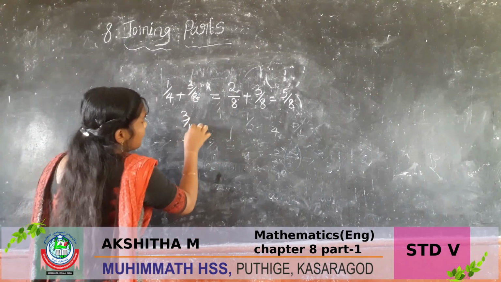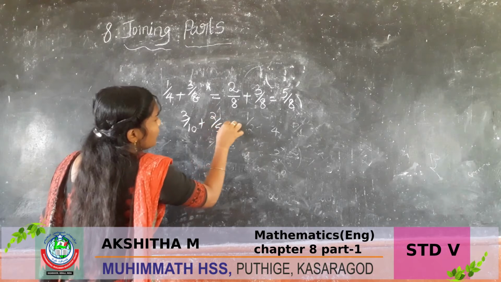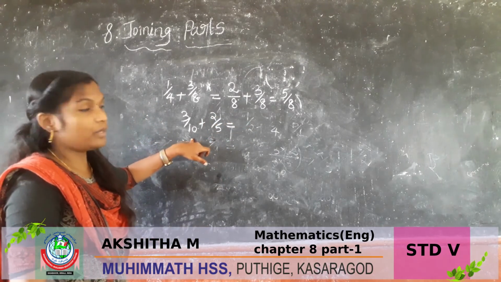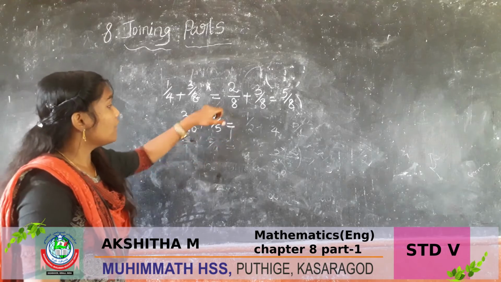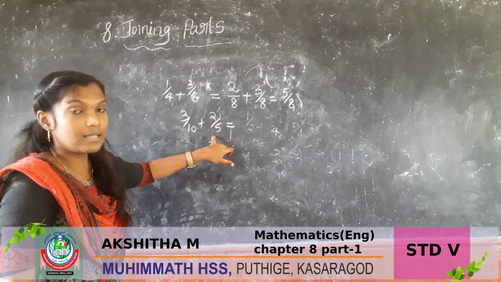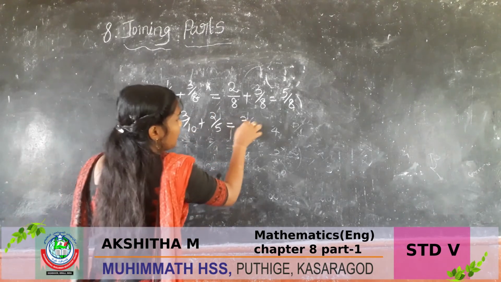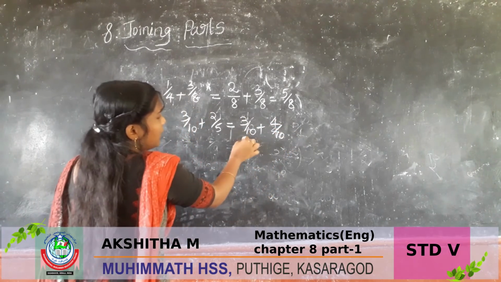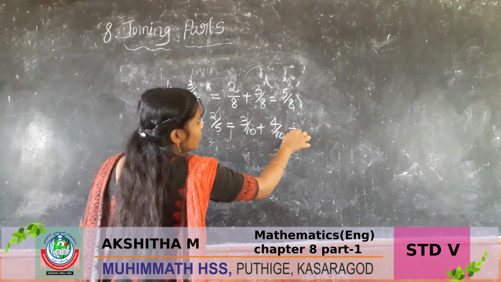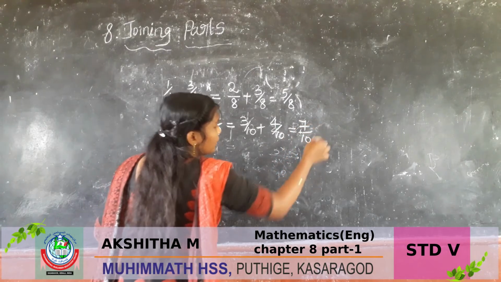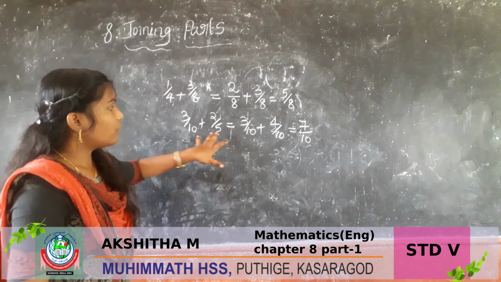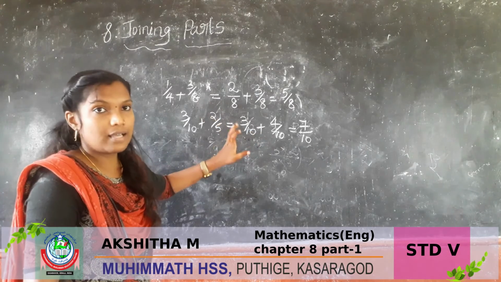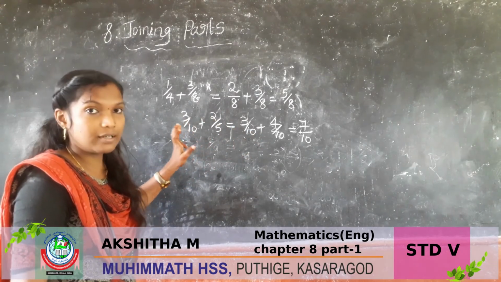Let us see another example. 3 by 10 plus 2 by 5. Here also you can see different denominators. So first we have to make the denominator the same. So 3 by 10 plus 4 by 10 is equal to 7 by 10. First we have to make the denominator the same. Let us see another example.